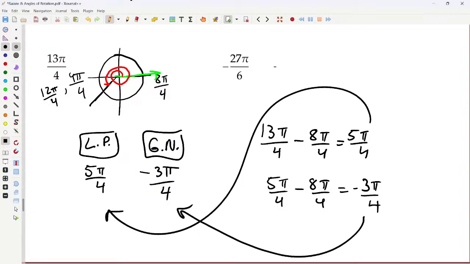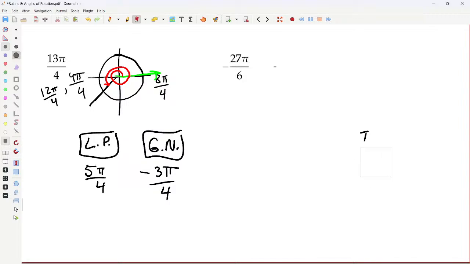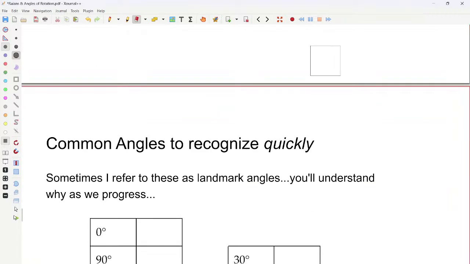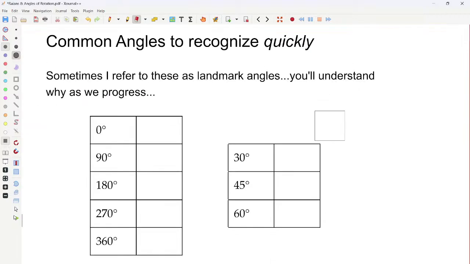And you'd get that. But the picture definitely reinforces the concept, right? This just represents you can do fraction math. I could teach anyone how to do fraction math, have no idea what they're actually doing conceptually. I'll skip negative 27 pi over 6 just for now. And I'm going to end this section with common angles to recognize really quickly.